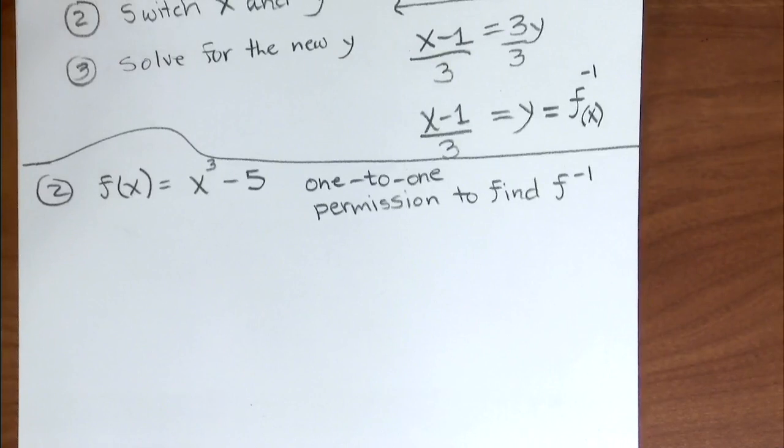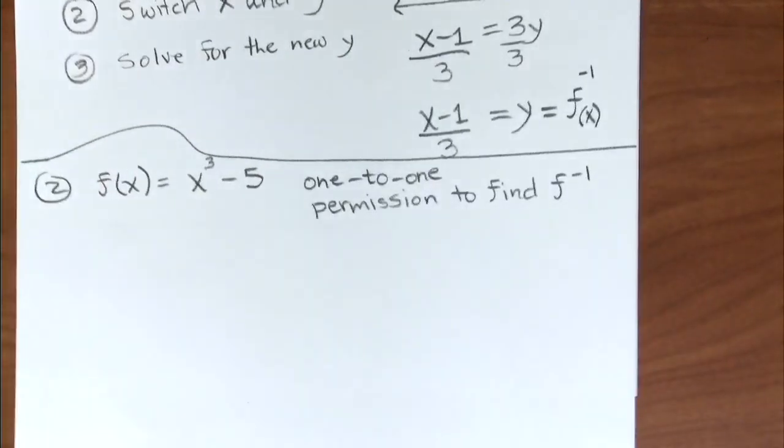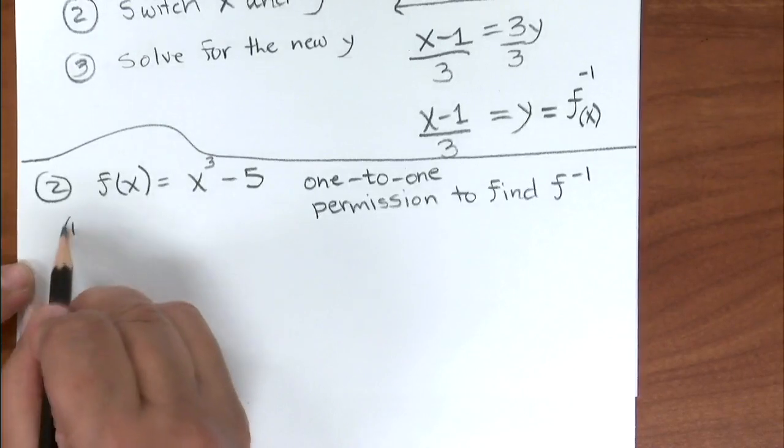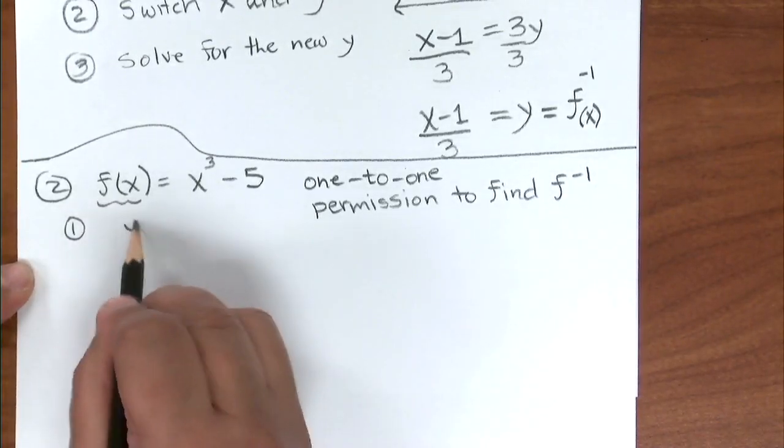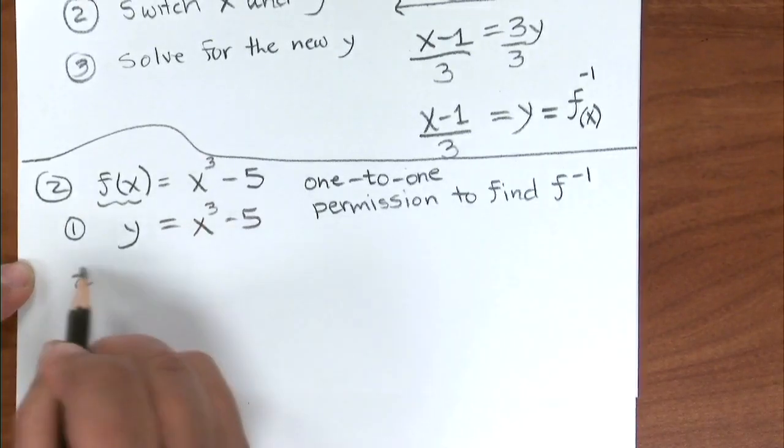Okay, so let's go to finding these steps. Okay, all I'm asked for is the inverse. They're not asking me for a graph or domain or range or anything like that. So step 1, replace the f of x with a y. Step 2, switch the x and the y.